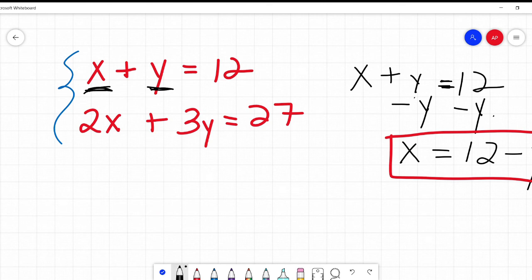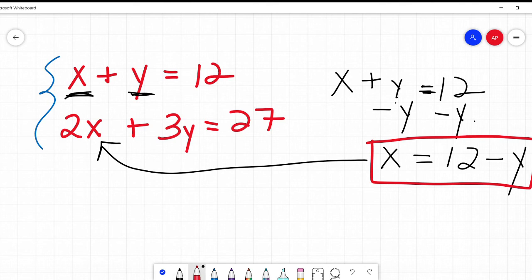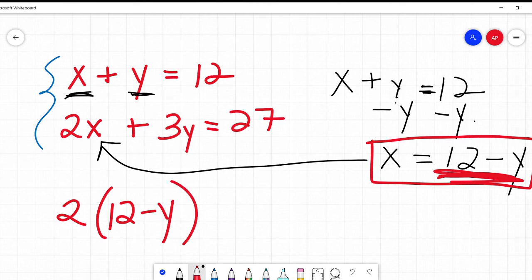So how do I do that? Well, I know that x equals 12 minus y. They are the same. That is what equals means. These things are the same. So I can take this and plug this in for x. So that's what I'm going to do. I'm going to say 2 times, and instead of writing x, I'm going to write 12 minus y because they're the same, plus 3y equals 27. Nothing else changes. That's all I did was I took 12 minus y and put it in for x.